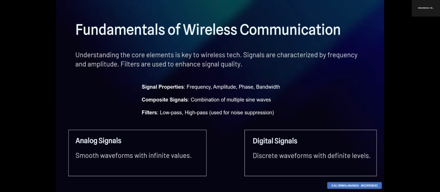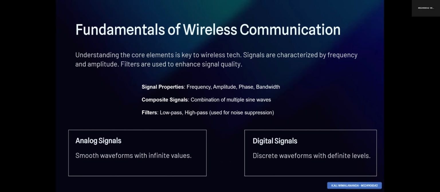So, the fundamentals of wireless and data communication. Let's start with the basics. All wireless communication relies on signal properties like frequency, amplitude, phase, and bandwidth. Frequency refers to cycles per second measured in hertz, while amplitude measures the signal intensity. Phase indicates the displacement of a signal wave relative to time zero, and bandwidth represents the range of frequencies used.